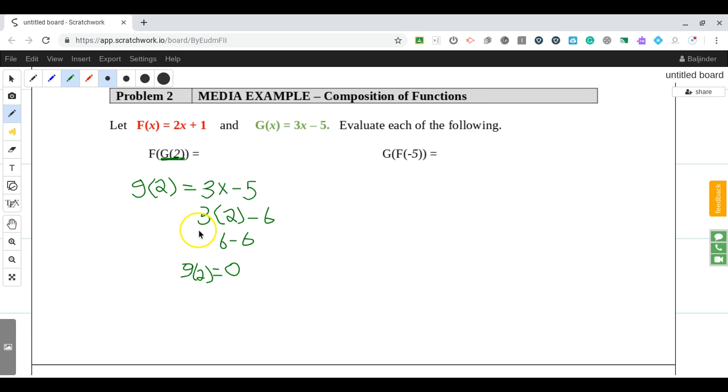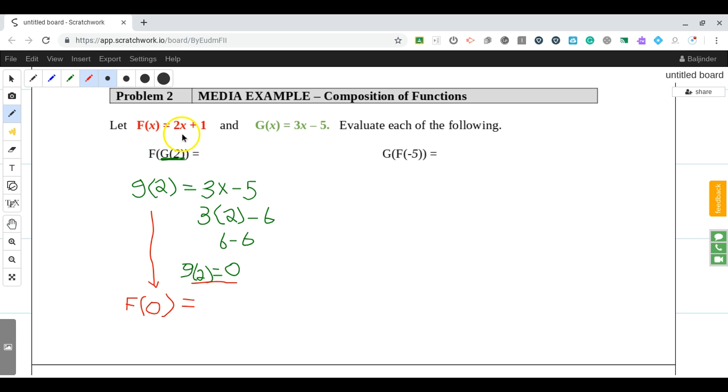Now we're going to plug that into the red function, which is the f function. So I'm going to use the red color, and I'll use the f function. Again, what I'm basically doing is replacing the g of 2 over here with 0, because that's what it was over here, right? G of 2 is equal to 0. And now I'm going to find out what's f of 0.